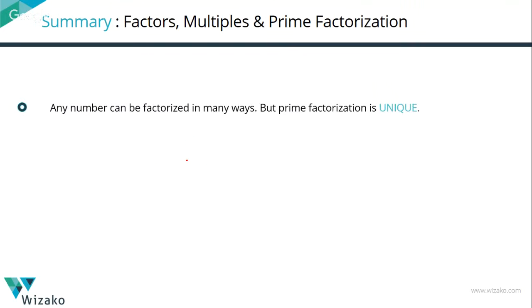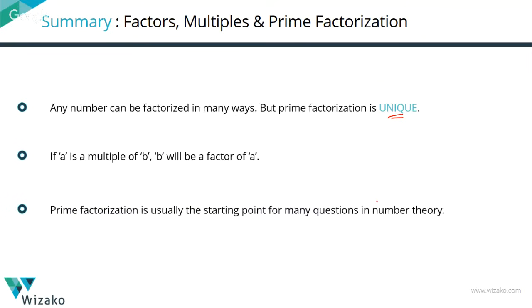Quickly summarizing what we have discussed about factors, multiples, and prime factorization. Any number can be factorized in multiple ways, but the prime factorization of a number is unique. If A is a multiple of B, B will be a factor of A. Prime factorization is usually the starting point for many questions in number theory.